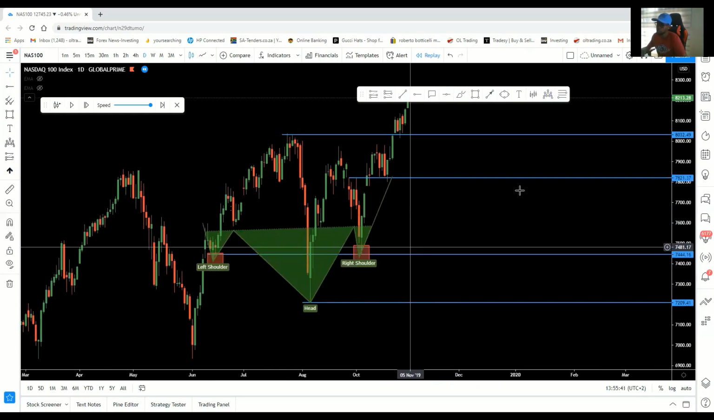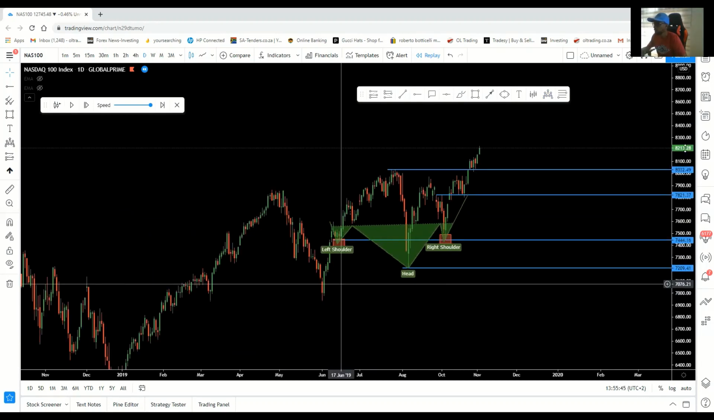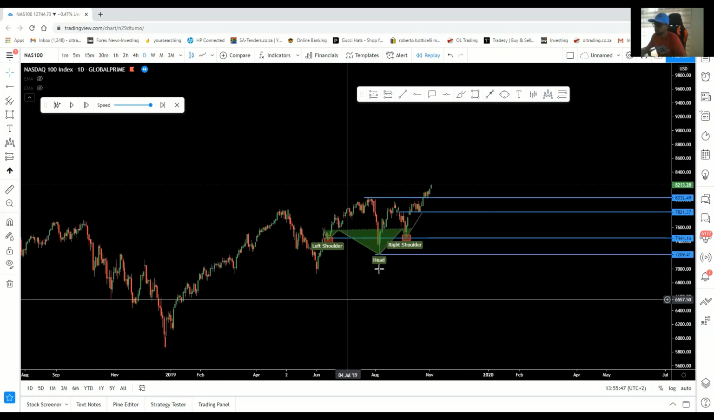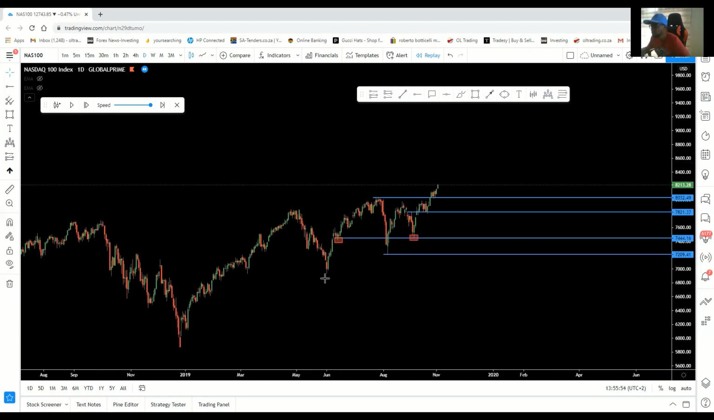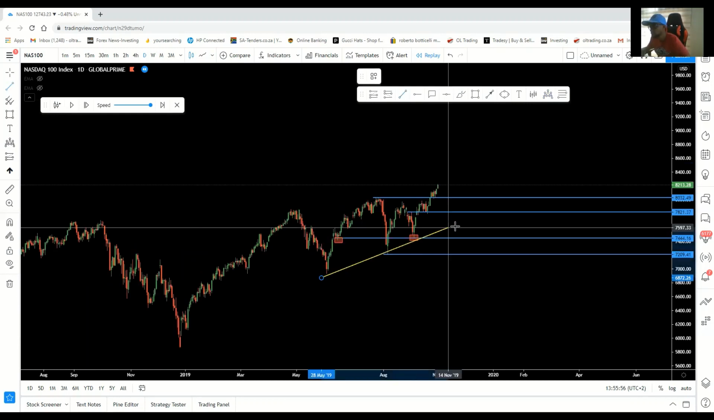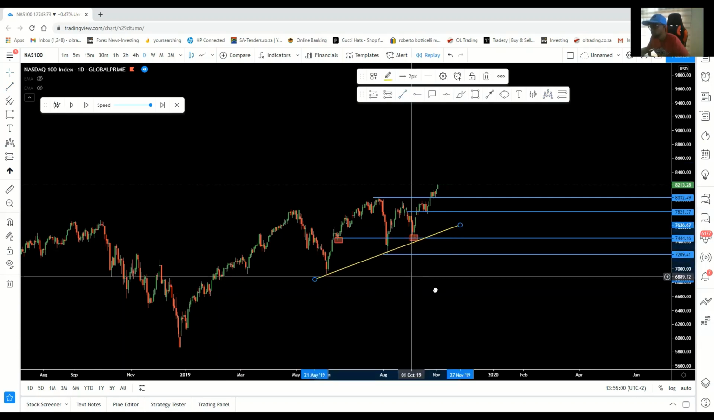You can see price was rejected around this level, but you also need to understand that you are having some form of a confluence here. If we remove this, your confluence will be this trend line here.